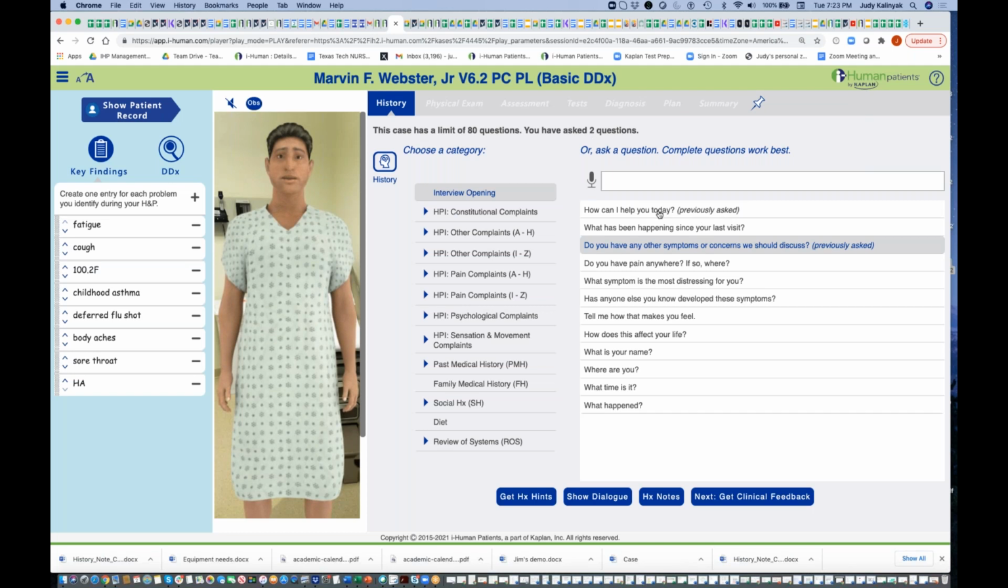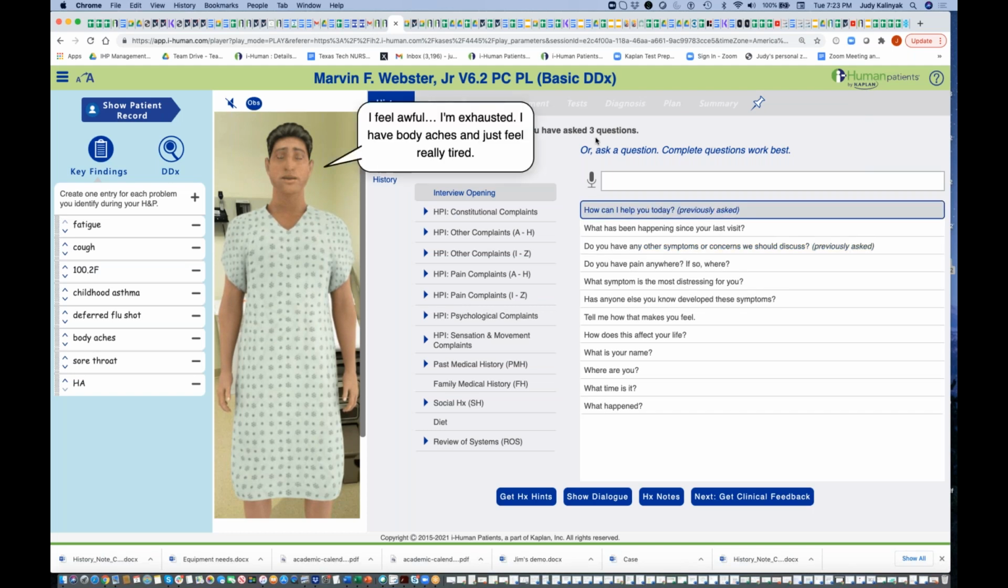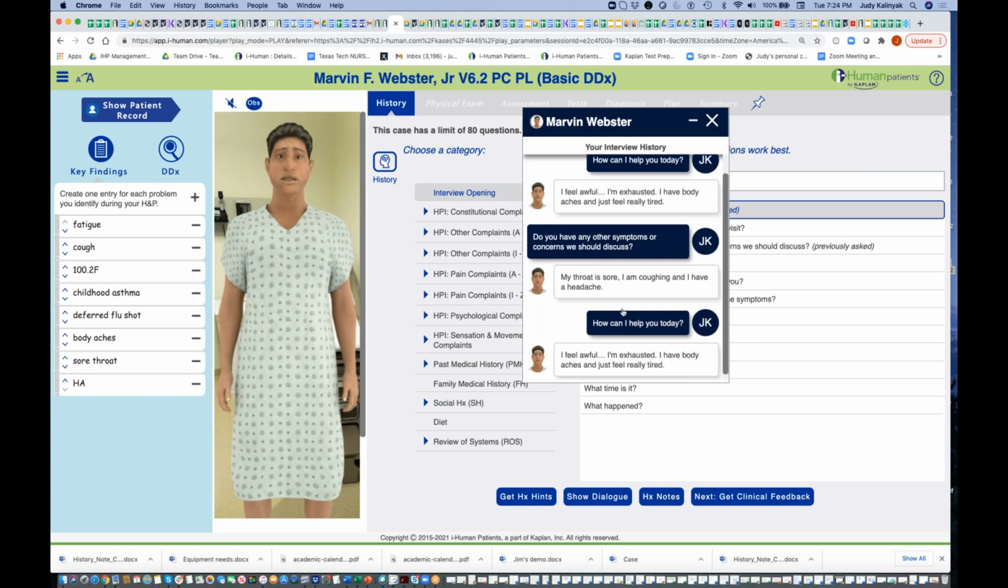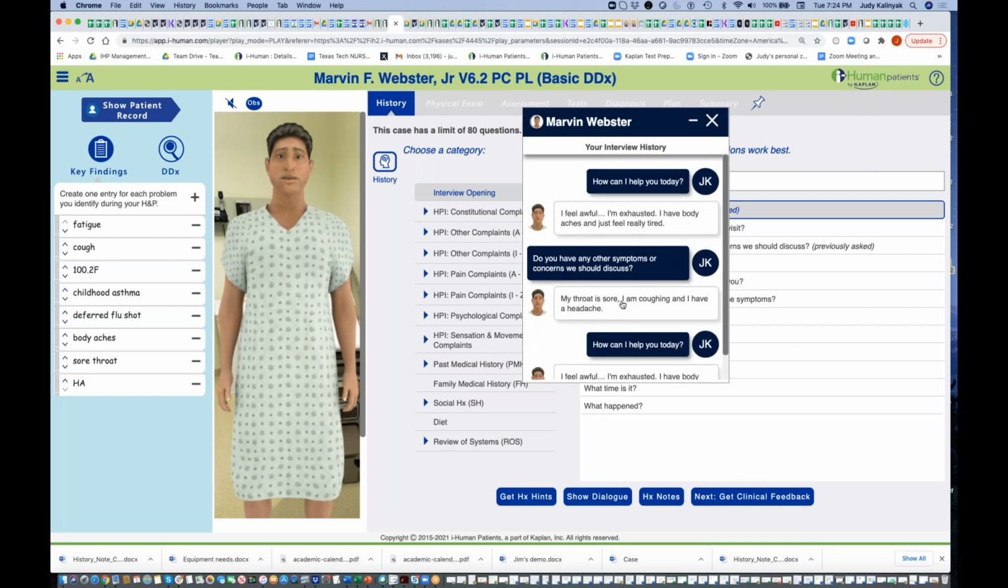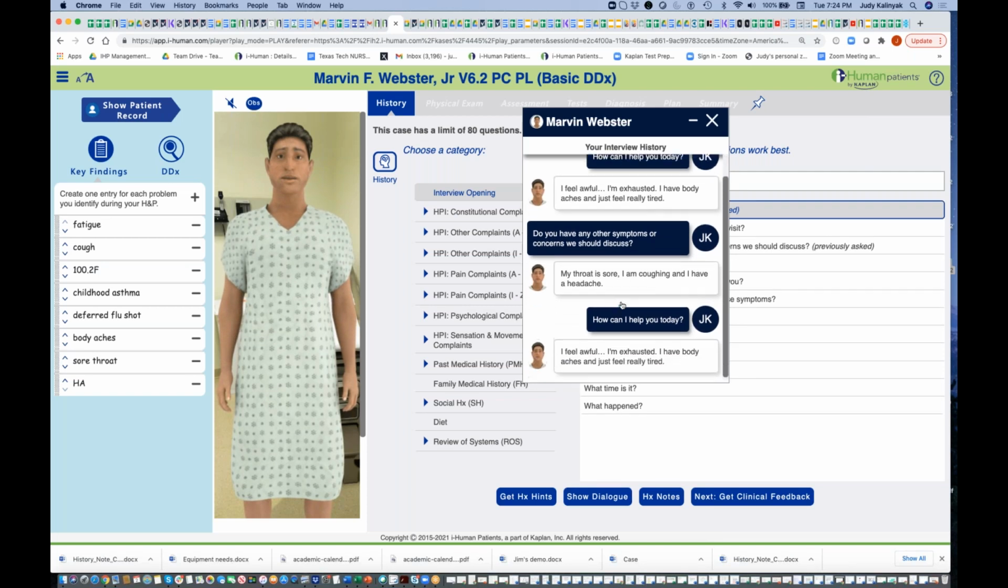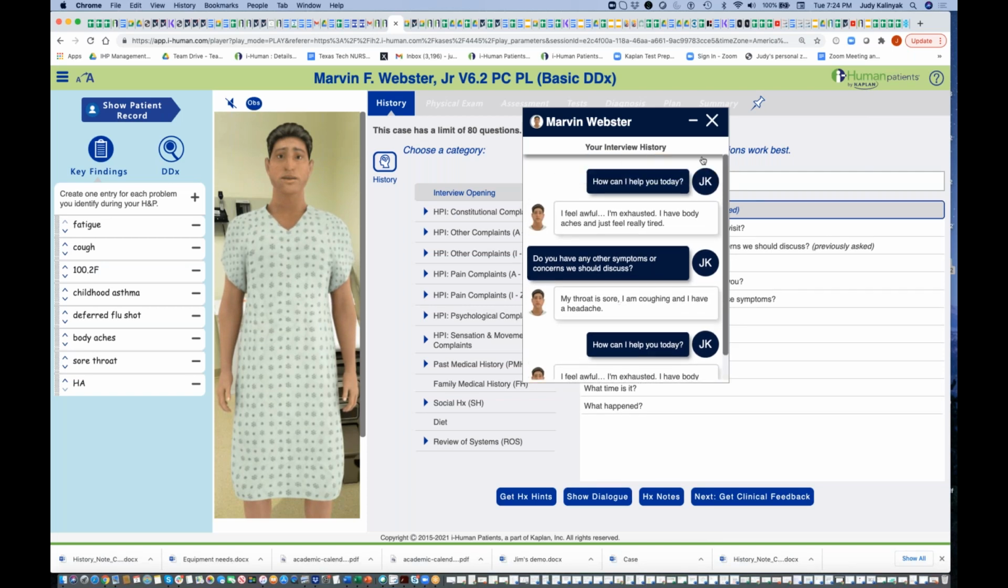Notice I started with 2 questions. I ask it again, I'm up to 3. So if I don't remember the answer, that's one way to get it, but I lose my question. Another way would be to go to show dialogue. And if that is available to me, not all professors make that available, but if mine did, in order to help me, I can always go back and review things.